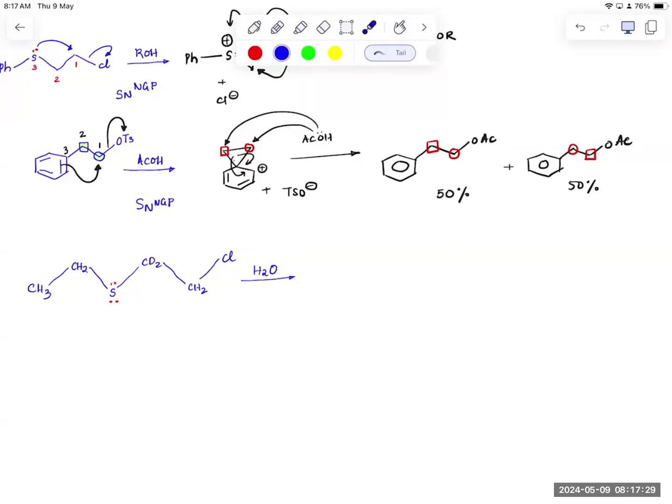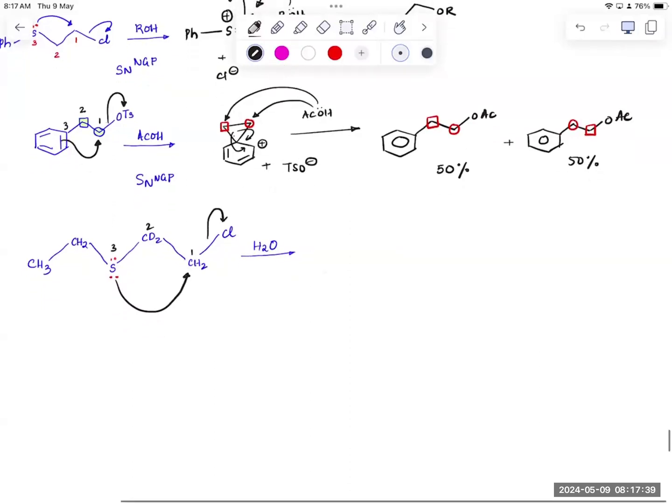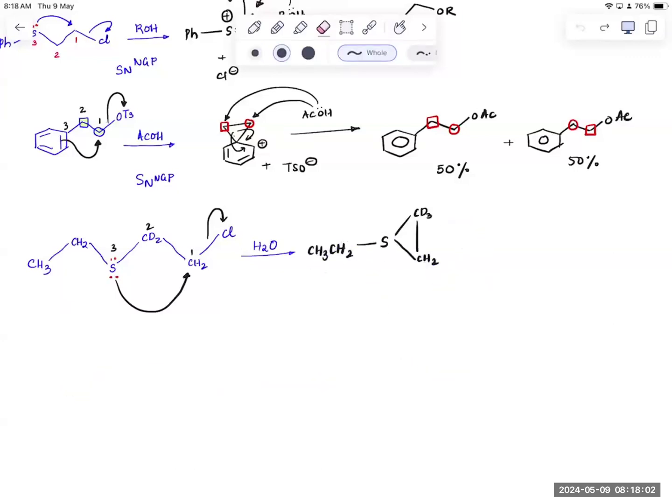Same logic here. This is position 1, position 2, position 3. On the third position, we have sulfur. So the lone pair will attack. Chlorine will leave. So I will get this as CH3, CH2, sulfur connected with CD3, connected with CH2, and these two bonds have been closed like this with a positive charge here. Here it is CD2, CH2, and the bond has been closed here like this with a positive charge.